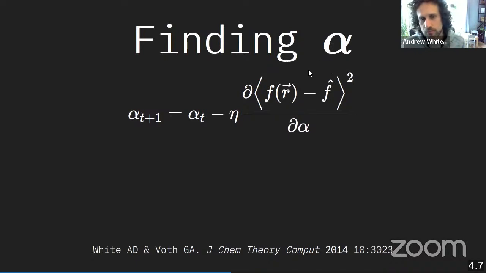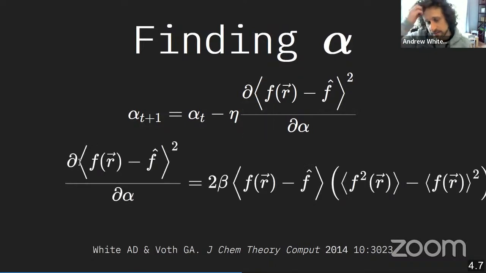So when we are running the simulation, we'll use gradient descent, so we can estimate the partial derivative of the agreement here. So this is how close we are to the experimental data. We can compute the gradient with respect to this alpha term. So this is just gradient descent.